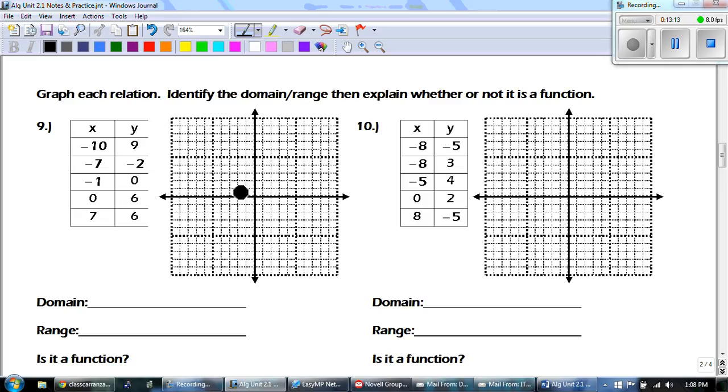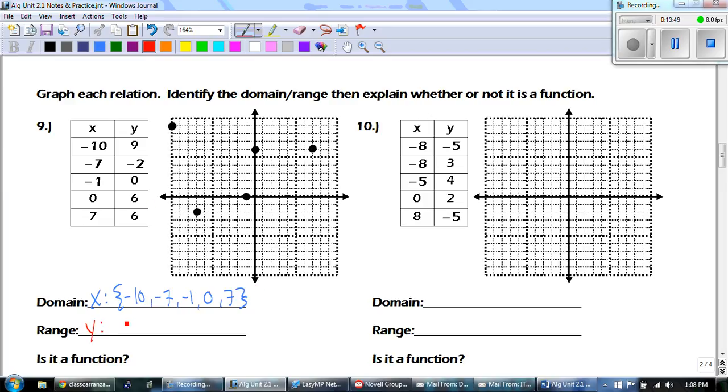So my first one, -10, +9, -7, -2, -1, 0, 0, oop, there it is, 0, 6, and 7, 6. Okay, so writing my domain, my x values, I have -10, -7, -1, 0, and 7.